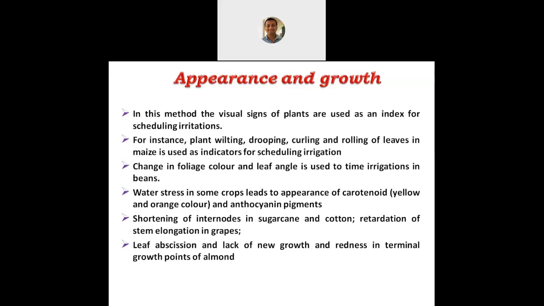Sometimes all plants don't show a similar kind of appearance, so it could be a change in the foliage color, or maybe sometimes water stress leads to the appearance of carotenoids or anthocyanin pigments. In case of sugarcane, shortening of internodes is a symptom that the plant is facing water stress, or maybe in case of cotton or grapes, the retardation of stem elongation gives us the indication that the plant is under stress.